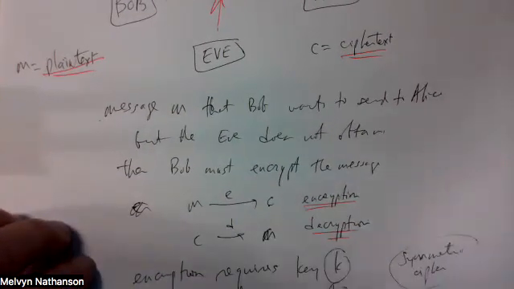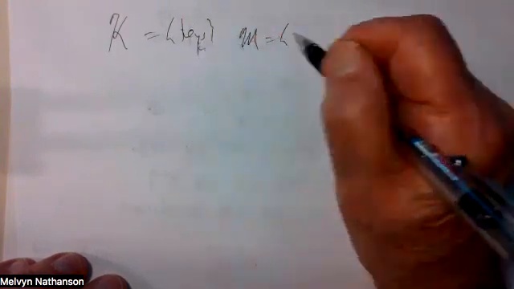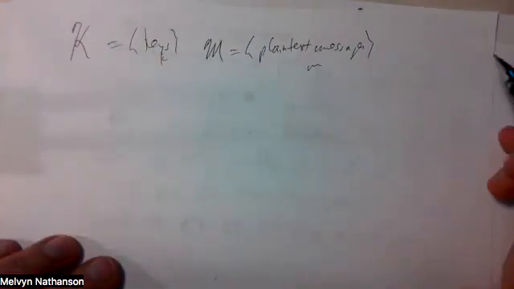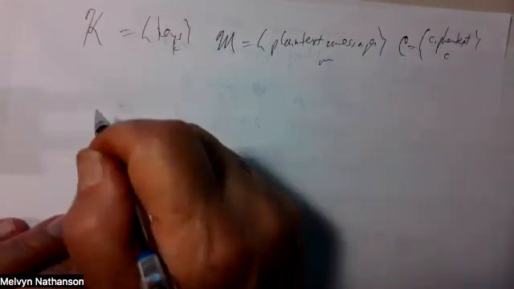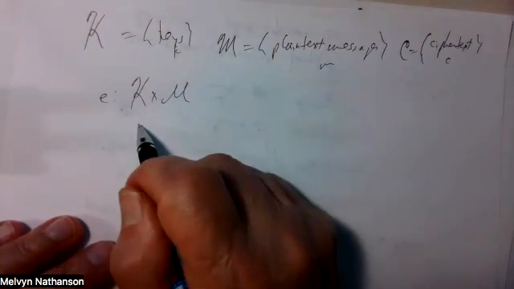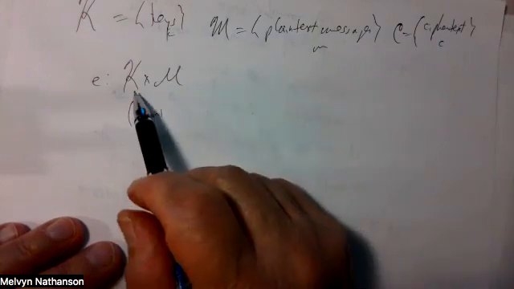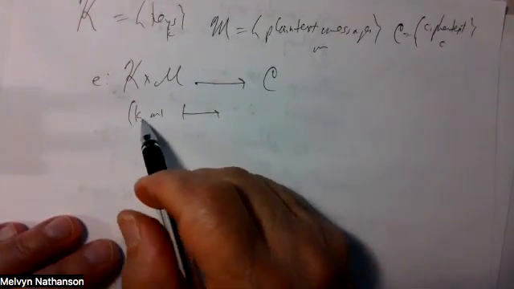So if you want to express this in a mathematical way, you have some set script K, which is the set of keys. You have the set M of plain text messages, and you have a set C of ciphertext messages. So encryption is a function. Given a key and a message, this is a set of all ordered pairs, K and M, where K is in the set script K of keys, M is in the set script M of messages. So given a key and a message, encryption gives you some element of the ciphertext C. So every pair K, M gets sent to some C.